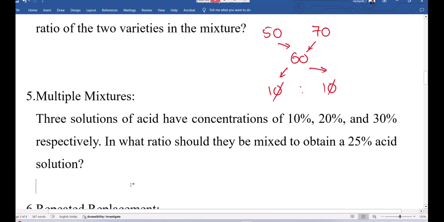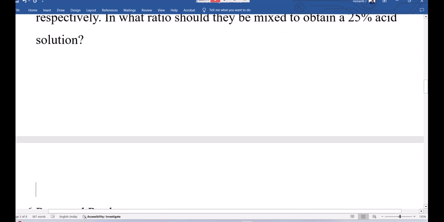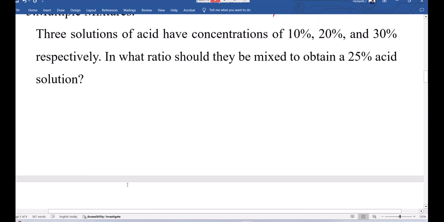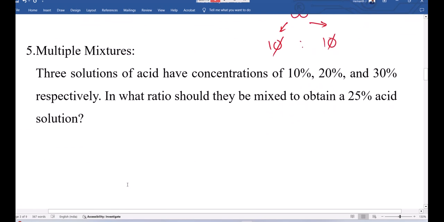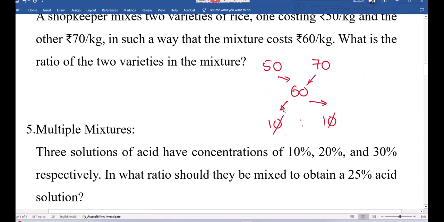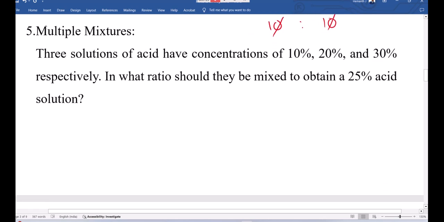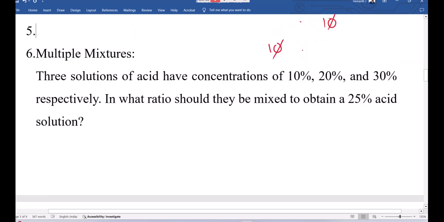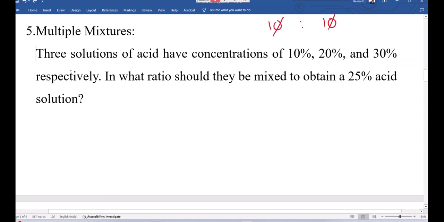Next question. 3 solutions, in what ratio should they be mixed to obtain a 25% solution? Now this is a typical question actually. We cannot do 3 at a time like this. We have to take 2 at a time. Which one should we take? That's also very important, and many people will make a blunder in these questions. I'm sure many will make a lot of mistakes in this question.